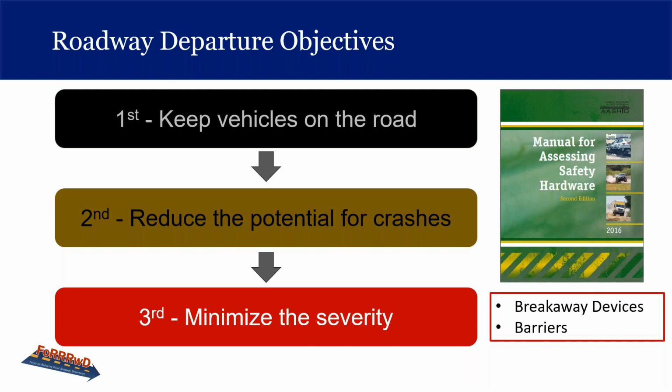So one of the things that we're going to be looking at is called MASH, which stands for the Manual for Assessing Safety Hardware. The second edition was published in 2016. So that's our guidance document for this information. And we'll be looking at breakaway devices and barriers.